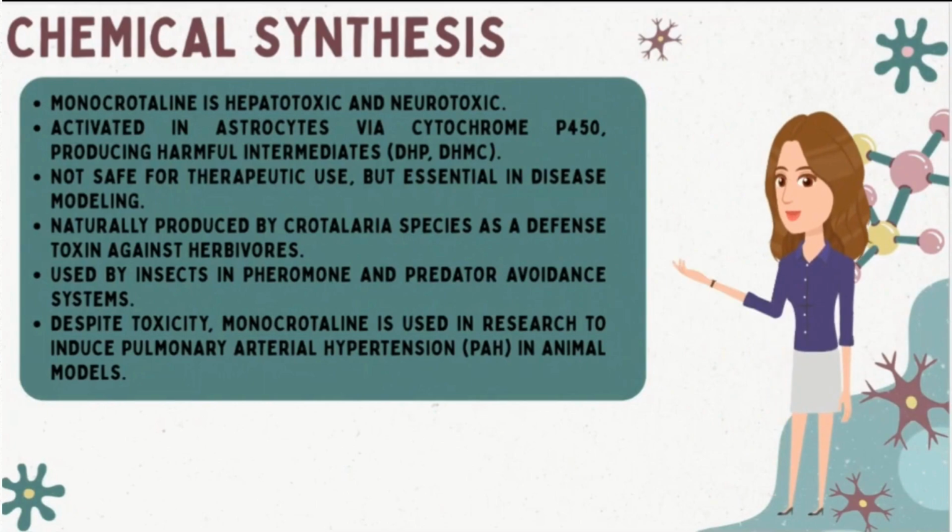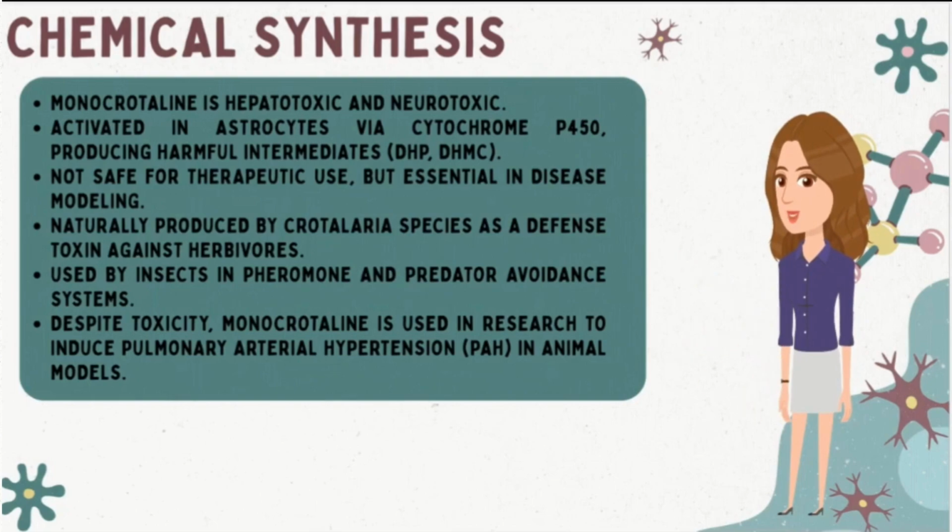Interestingly, monocrotaline is not used therapeutically due to its high toxicity. Once inside the body, especially in astrocytes, it is activated by the cytochrome P450 enzyme system, producing toxic intermediates like DHP and DHMC. These compounds can modify cell proteins and damage organs such as the liver, lungs, and brain.